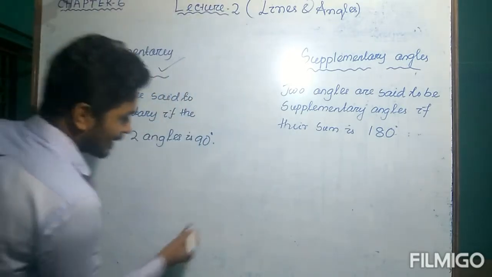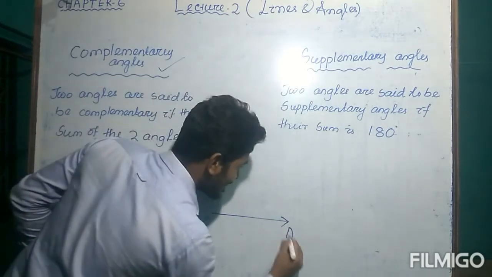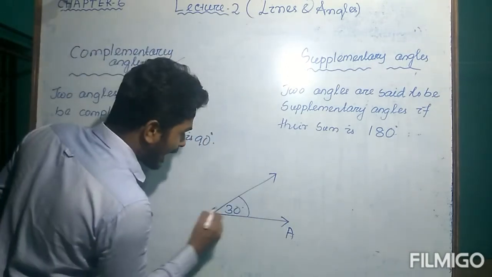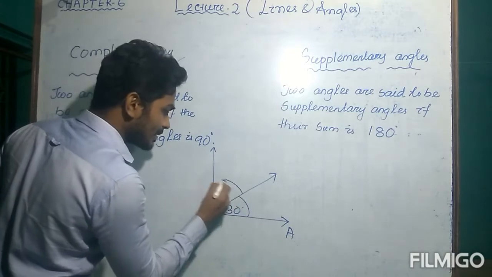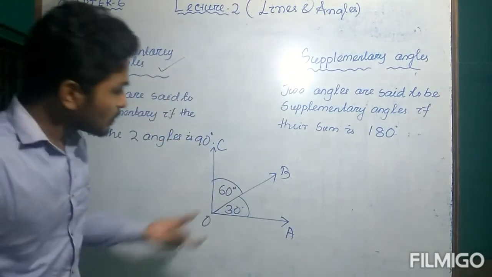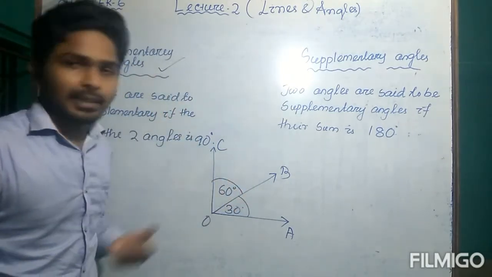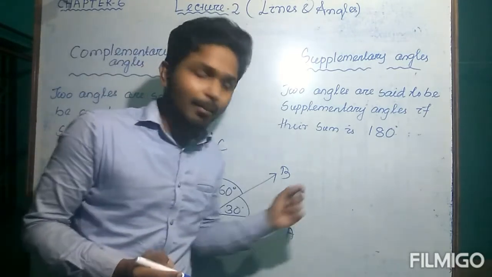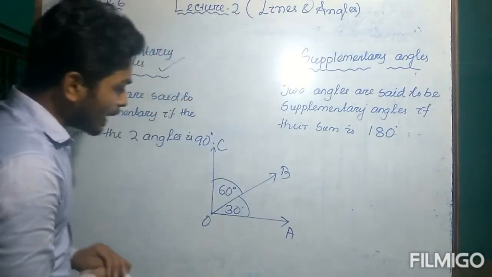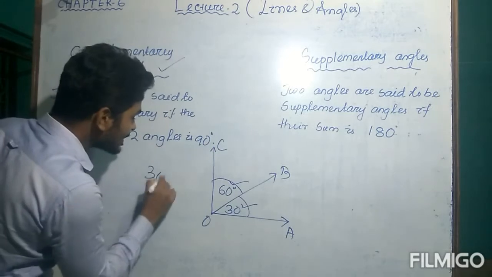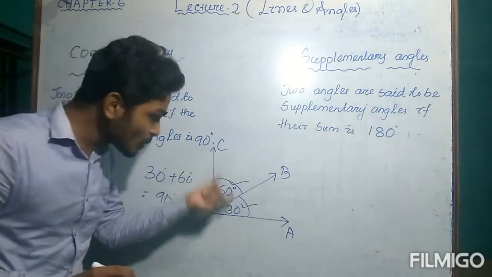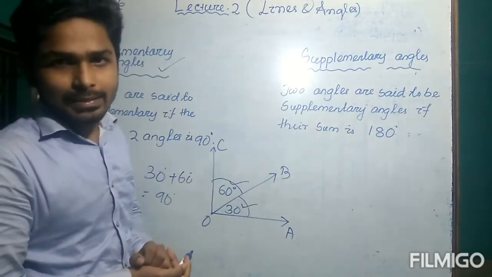For example, if this is an angle whose value is 30 degree, and there is another angle whose value is 60 degree. Here these two angles are adjacent angles because they have a common vertex and a common arm, and the two non-common arms are on different sides of the common arm. But the sum of the two angles is 90 degree. That is why these two angles are known as complementary angles.